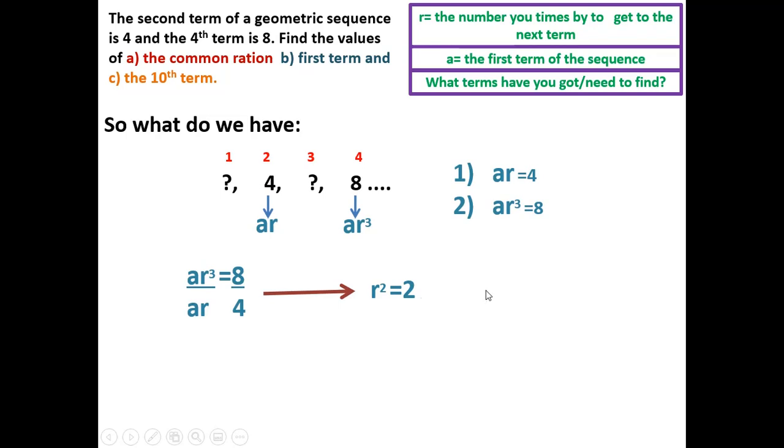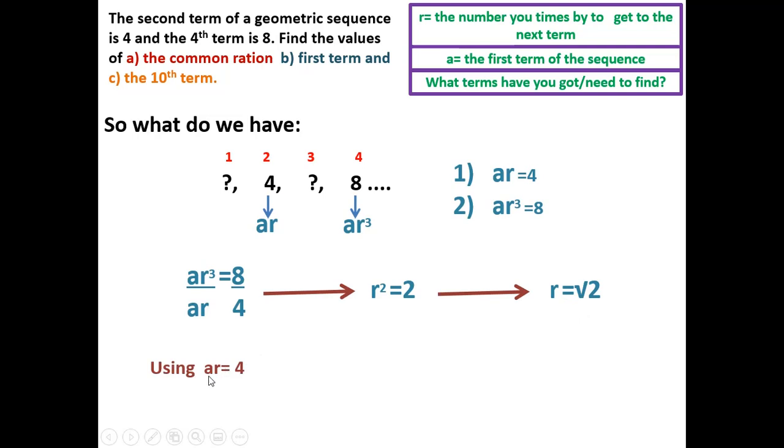Now, since ratio ang hinahanap natin, it's R, single R. To eliminate the other R, we get the square root of both sides. Okay, so the square root of R squared is R. So, therefore, we have the square root of 2. So, therefore, the common ratio is square root of 2. Okay, so R is square root of 2.